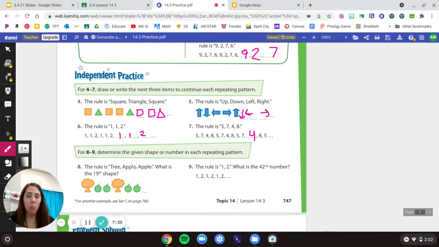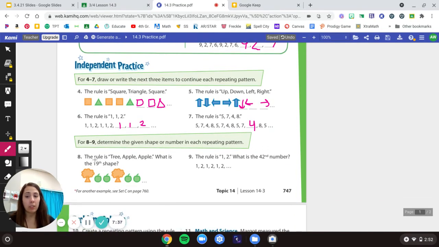All right. This time we had to figure out our rule is tree, apple, apple. Also known as we have 3 different parts. We're trying to figure out the 19th shape. So if we do some, that's really bad, but I don't know what I'm doing. All right, we're just going to try this all over.